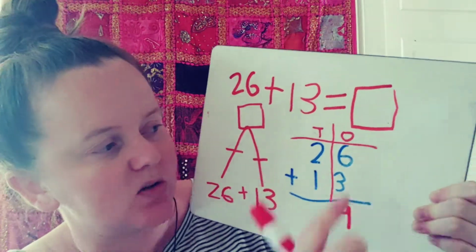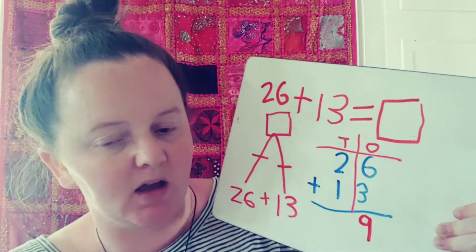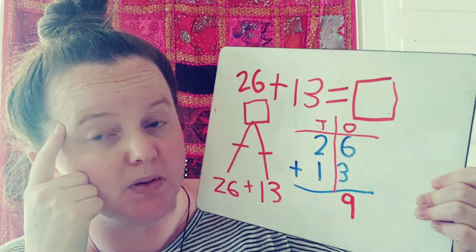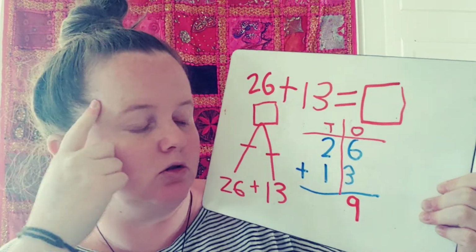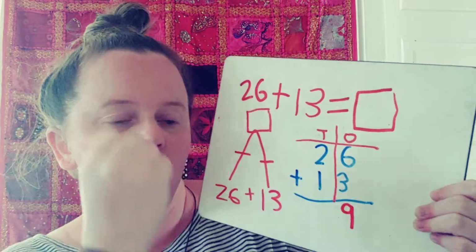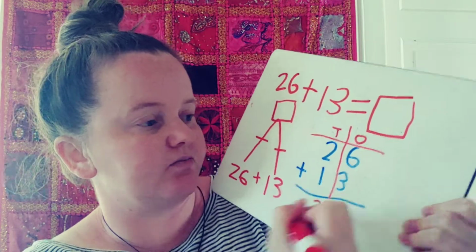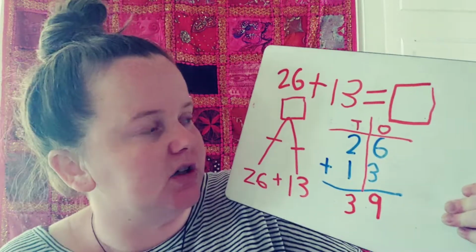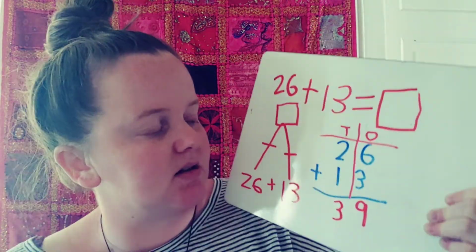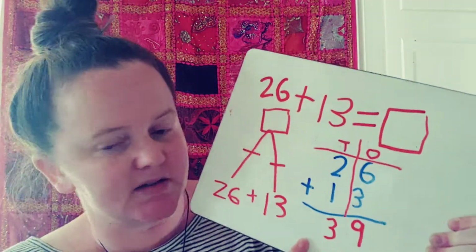And then after you add in the ones place, you go to the tens place. I'm going to touch my head and say 2 because 2 is the biggest number. 2 plus 1, and I'm going to count 1 on my fingers. 2, 3. I know that 2 plus 1 is 3. So we solved our problem. Ekwa had 26 soccer balls. His coach gave him 13 more, and now he has 39.